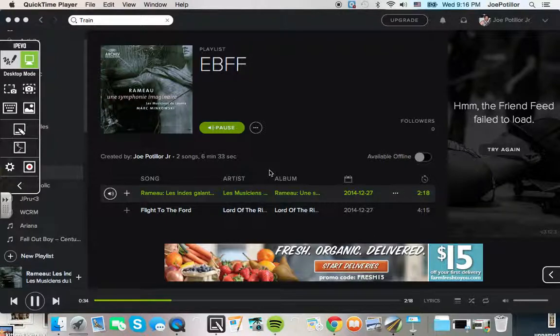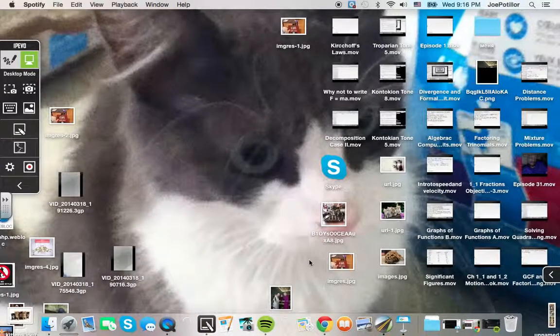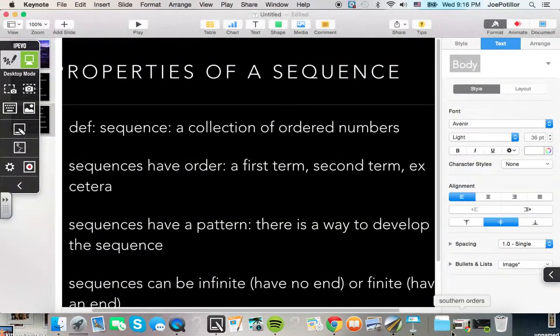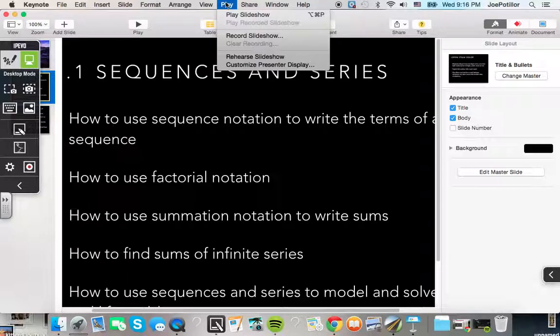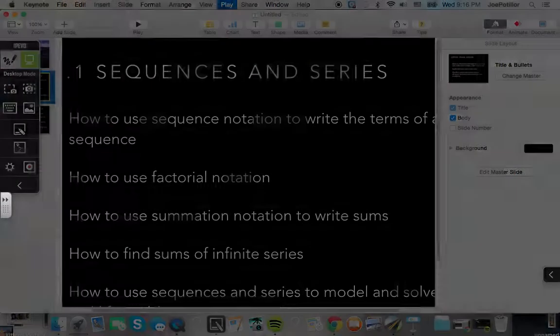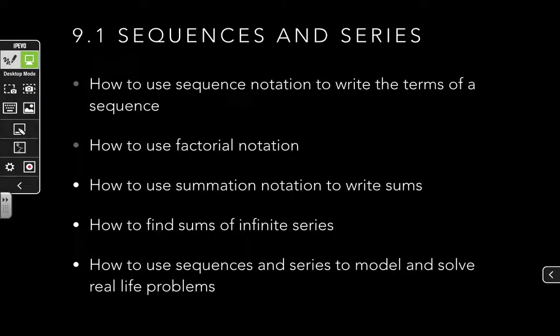Today I want to talk about sequences and series. And so to do that, we will open up our notes and talk about it. And so we have a few objectives.